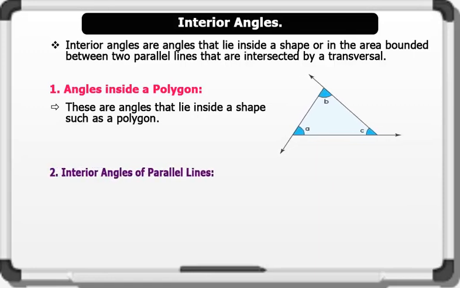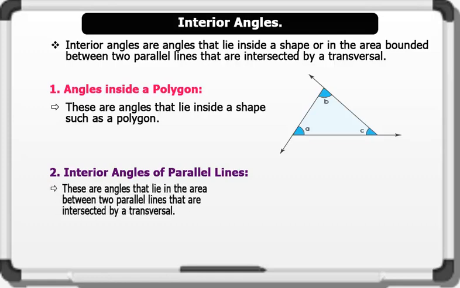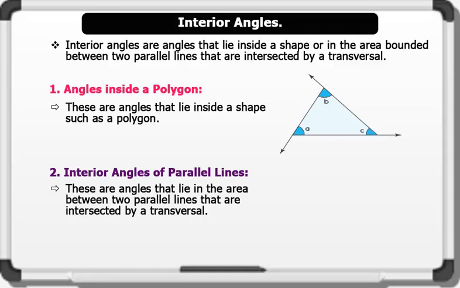2. Interior angles of parallel lines. These are angles that lie in the area between two parallel lines that are intersected by a transversal. An example is in the image below.